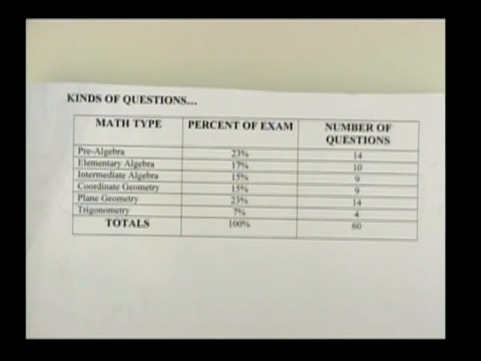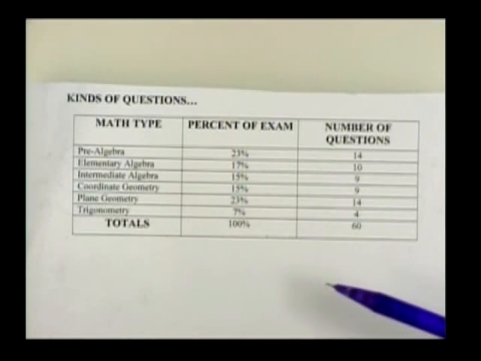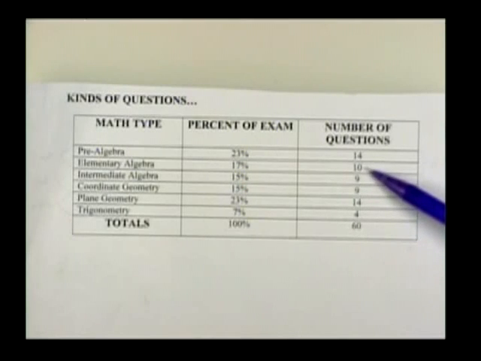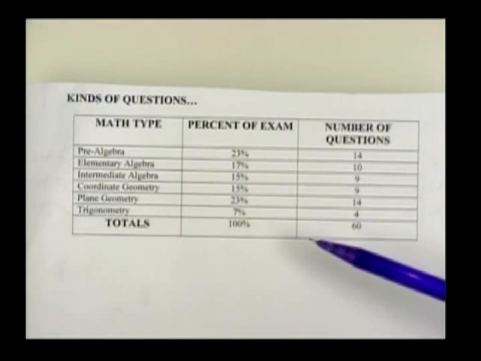The number and percent of each type of question on the Mathematics ACT is as follows. The first level, pre-algebra, there are 14 questions out of 60. That's approximately 25% of the examination. Elementary algebra has 10 problems. That's approximately 1/6 or 17% of the exam.